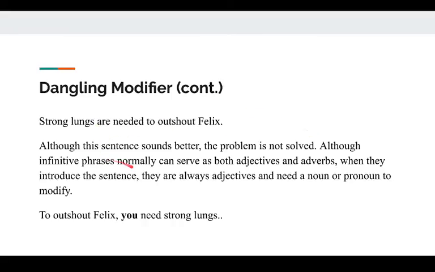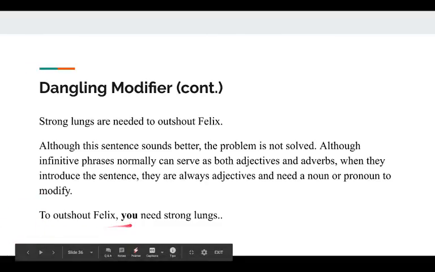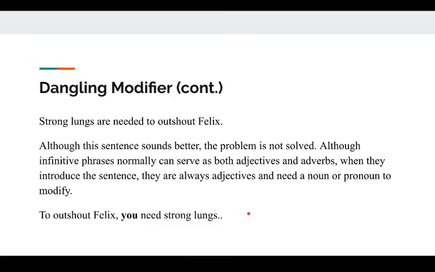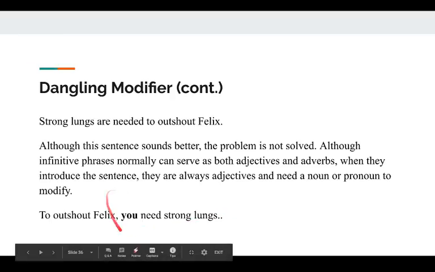Although infinitive phrases normally can serve as both adjectives and adverbs, when they introduce the sentence, they are always adjectives and need a noun or pronoun to modify. So, "To outshout Felix, you need strong lungs." So here, we're directly appointing a subject, or a who in this case, that needs to outshout Felix. You need strong lungs, so it would be you.